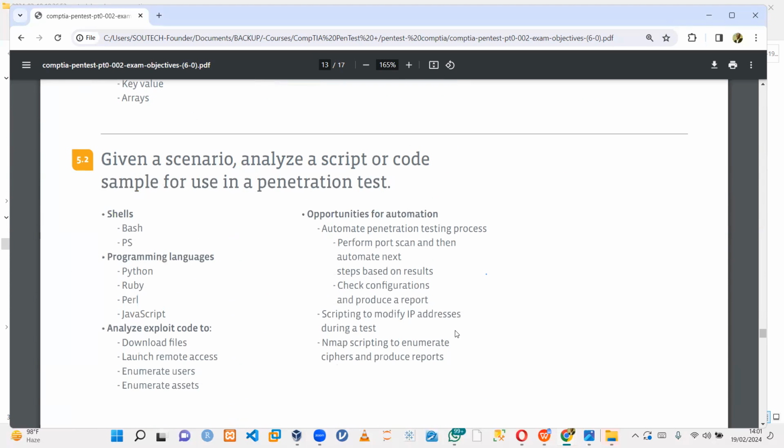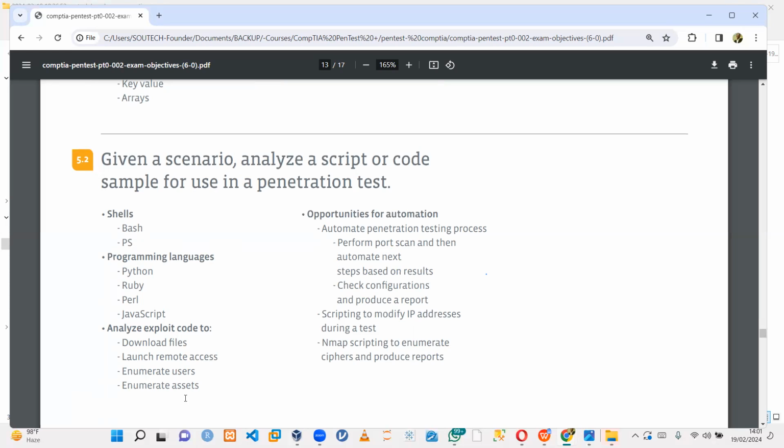Okay, so here also, given the scenario, analyze the script. You should be able to differentiate between a bash, a PowerShell, a Python, a Ruby, a Perl, JavaScript, maybe a PHP code. Now, for this curriculum, for this exam, you limit yourself to bash and PowerShell, Python, Ruby, Perl, and JavaScript code. Now, there are some scripts that are going to be written for several purposes.